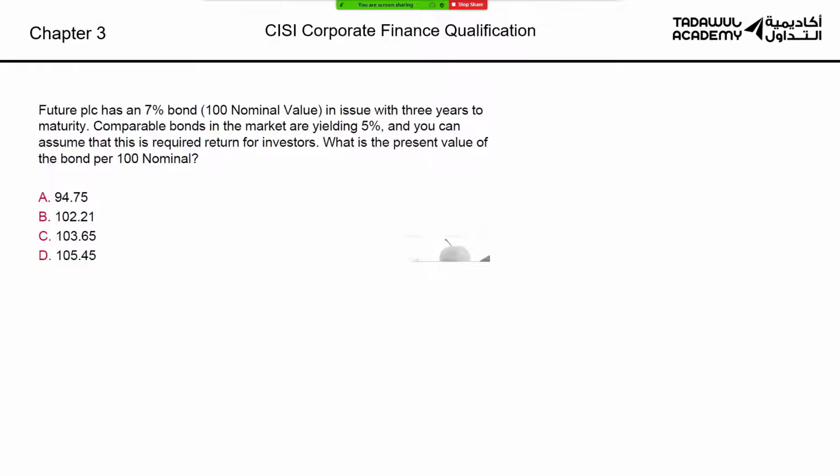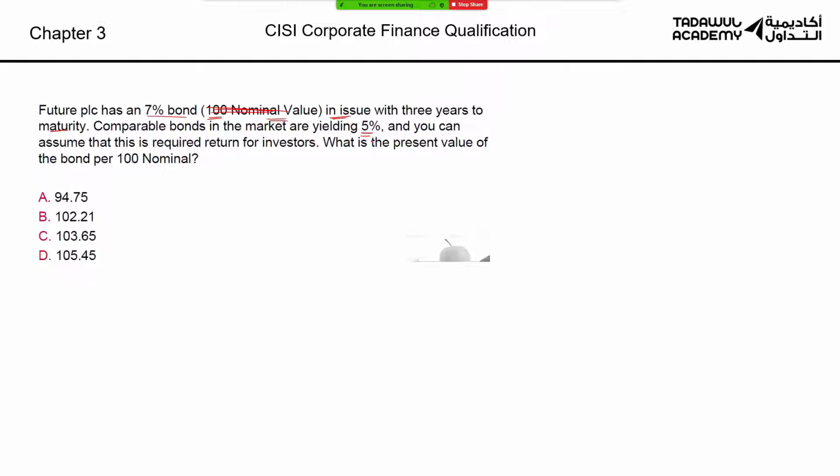So here's a quick question. Future PLC has a 7% bond. 7% bond means 7% coupon on a bond, in issue, again, 100 nominal value. If this wasn't given to you in the exam, just assume it, 100. With 3 years to maturity, comparable bonds in the market are yielding 5%.